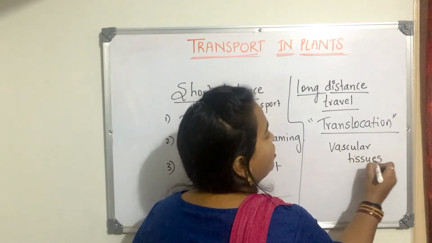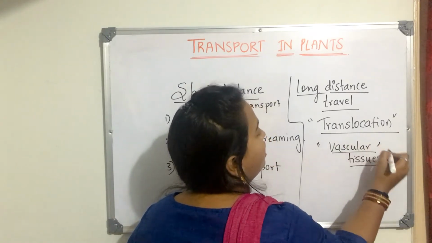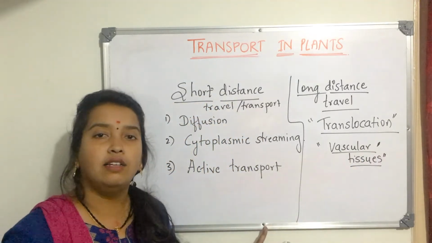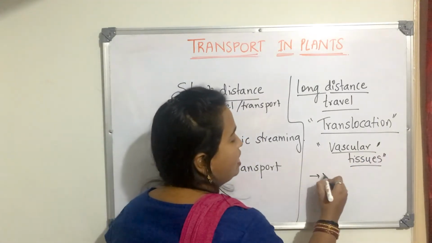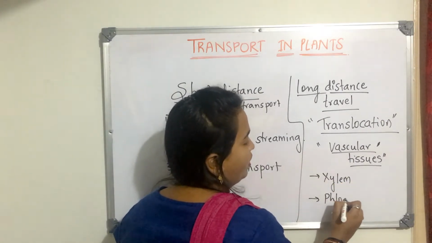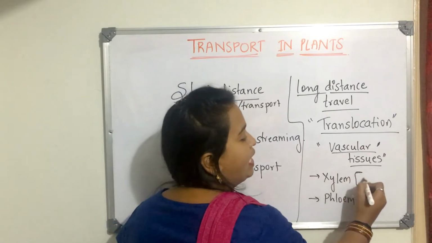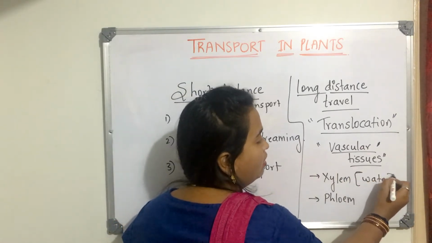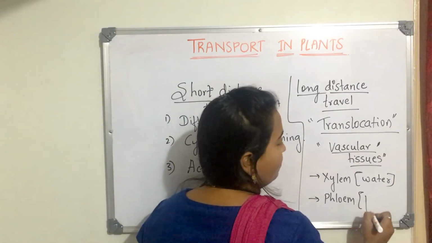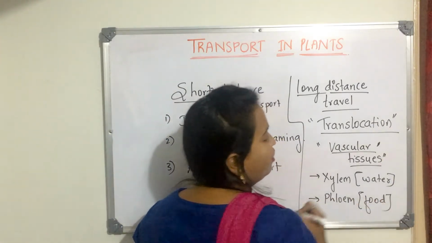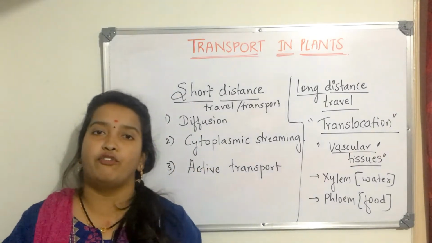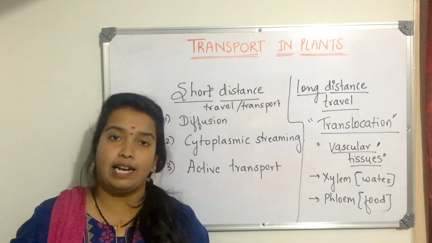So which are those vascular tissues? You have been learning it since childhood, right? There are two types of vascular tissues. One is xylem and the other one is phloem. Xylem helps in the transport of water and phloem helps in the transport of food, that is in the form of sucrose. Actually, food in plants is glucose, but it is transported in the form of sucrose. That we'll be studying later on.